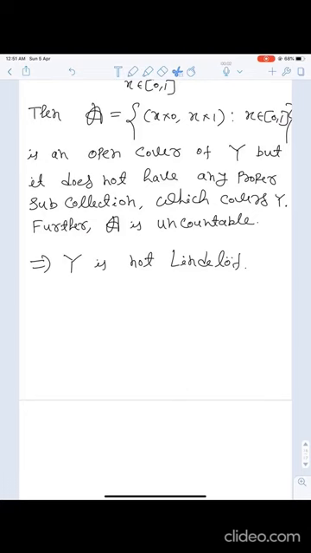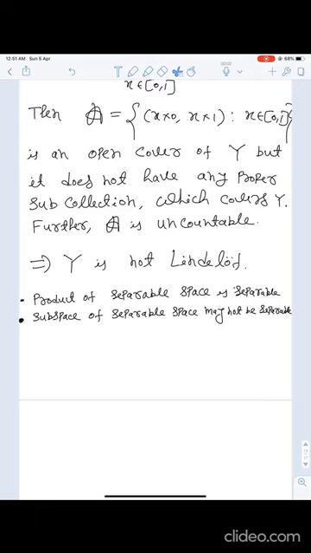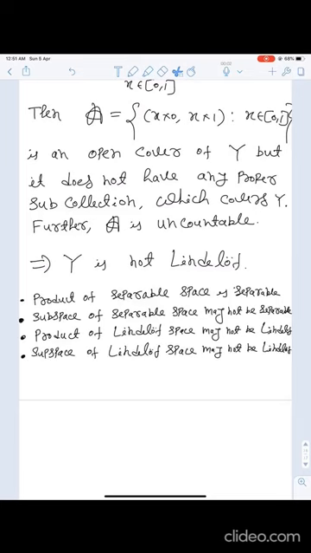Therefore, we proved that the product of two separable spaces is separable. We proved that a subspace of a separable space may not be a separable space, and we proved that the product of two Lindelof spaces may not be Lindelof, and we also proved that a subspace of a Lindelof space may not be a Lindelof space. So these are all for today. In the next lecture I shall start the separation axioms.